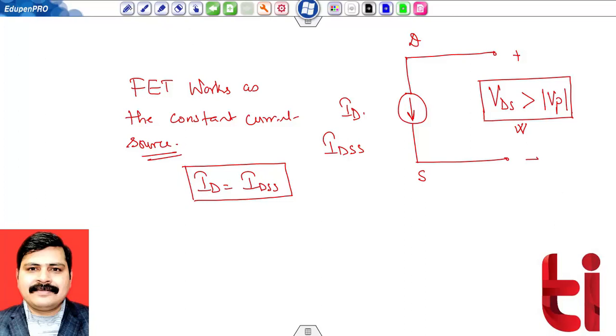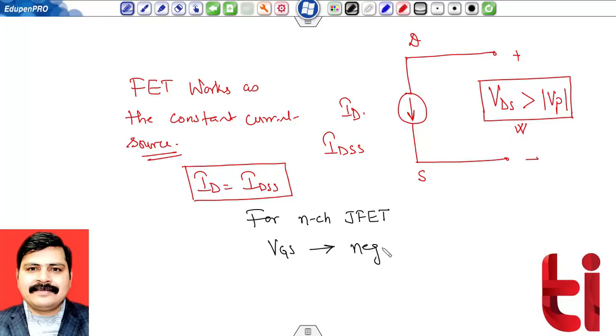So in general, I am writing over here for the N channel JFET, VGS should be negative, and generally ID will be equal to 0 if VGS is greater than or equal to minus VP.